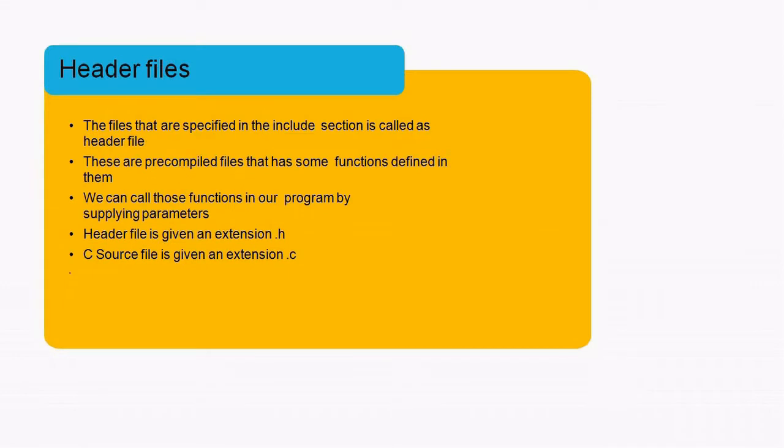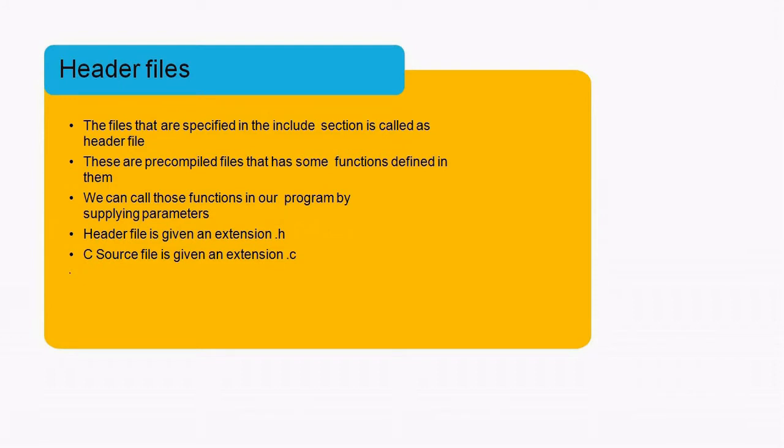What is a header file? Files that are specified in the include section are called header files. These are pre-compiled files that have some functions defined in them. These header files are already compiled in the compiler of C and have functions which we can call by supplying defined parameters in the C program.